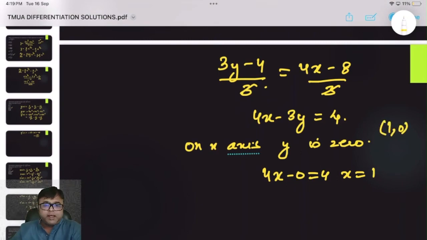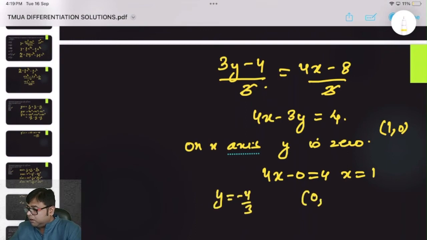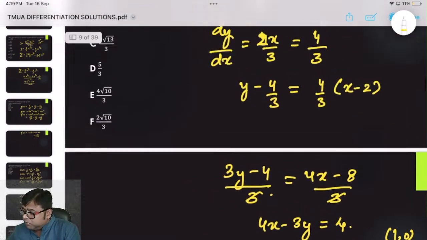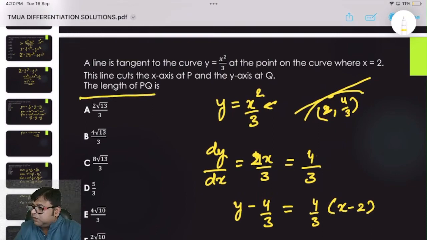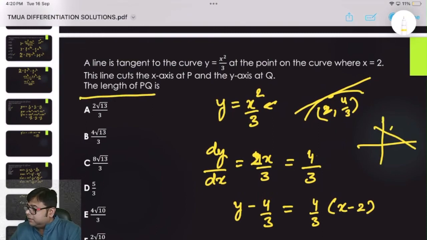Similarly, I can also find the point on the y-axis. So on the y-axis x is 0. So if I put x as 0, y will be minus 4 by 3. So I have a point 0 comma minus 4 by 3. And I have to find the distance between these 2 points, if I'm not wrong. Yeah, the length of PQ. So it's like the line is cutting like this. So I have to find the length of PQ.